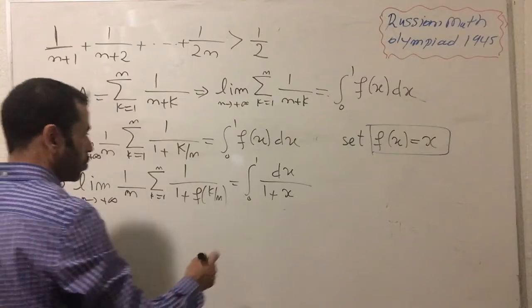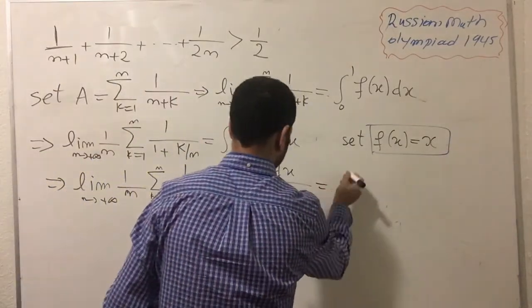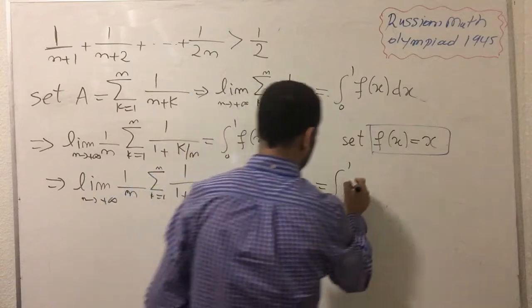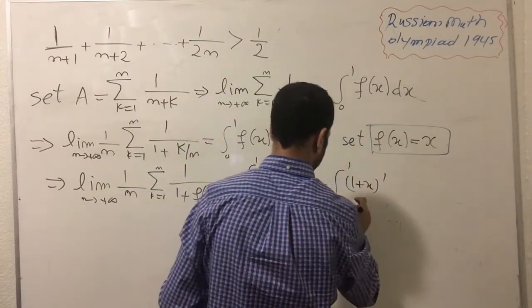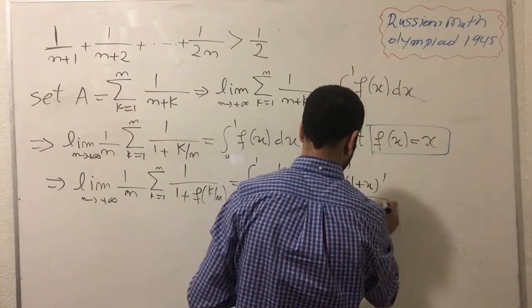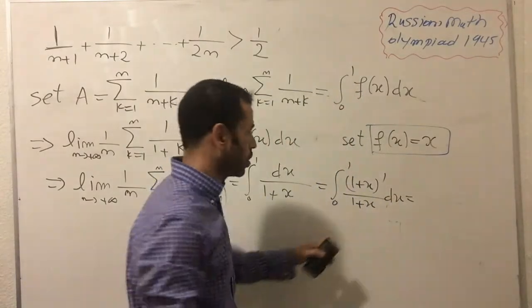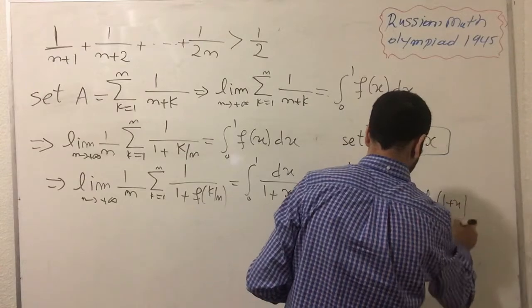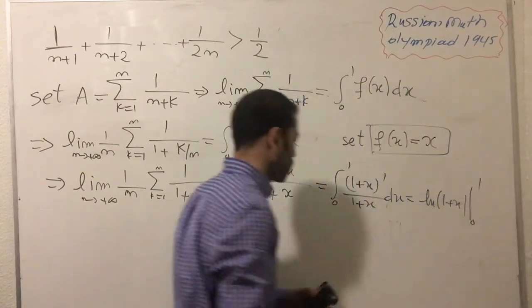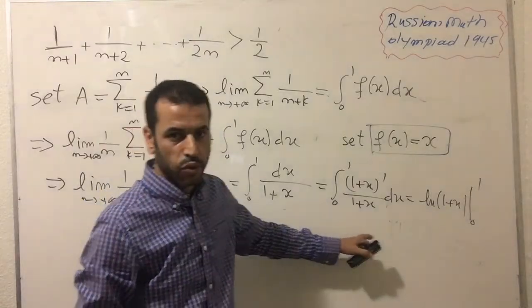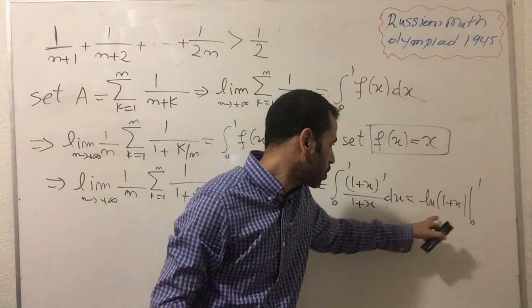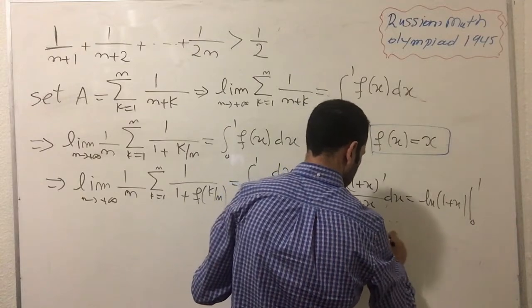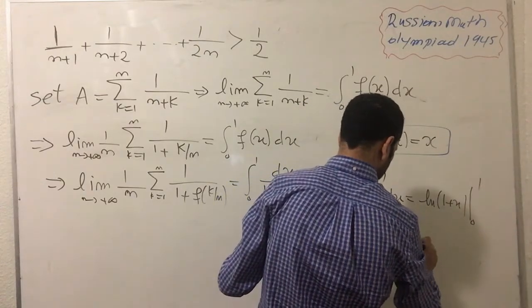Now I'm going to evaluate this integral. This is a simple integral. The numerator, you can rewrite it in this form: 1 plus x prime over 1 plus x dx. This is the integral of the natural log of 1 plus x from 0 to 1. We don't need the absolute value here, because we know this term is positive. We have natural log of 2 minus natural log of 1, which is natural log of 2.